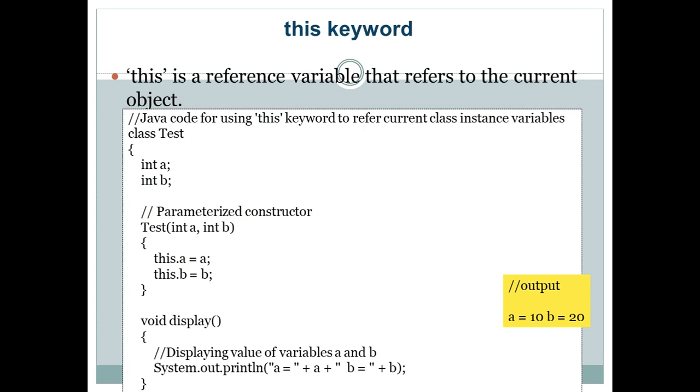Now the next point is the this keyword. This is the reference variable that refers to the current object. So why do we use the this keyword? By using it, we refer to the current running object. See here one program. I have one class, test, with a and b as two variables. There is a parameterized constructor, Test(int a, int b). I assign a to this.a and b to this.b. While displaying, System.out.println prints a is equal to a and b is equal to b.